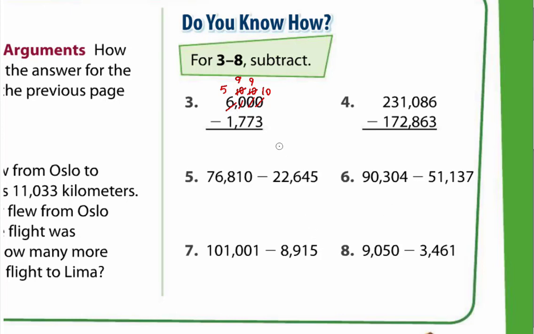10 minus 3. 7. Great. And 9 minus 7. 2. 9 minus 7 again. 2. And 5 minus 1. 4. Thank you, Karar. So that's how to subtract through zeros, how to do the regrouping. And let's move to the next question. Question number 4.